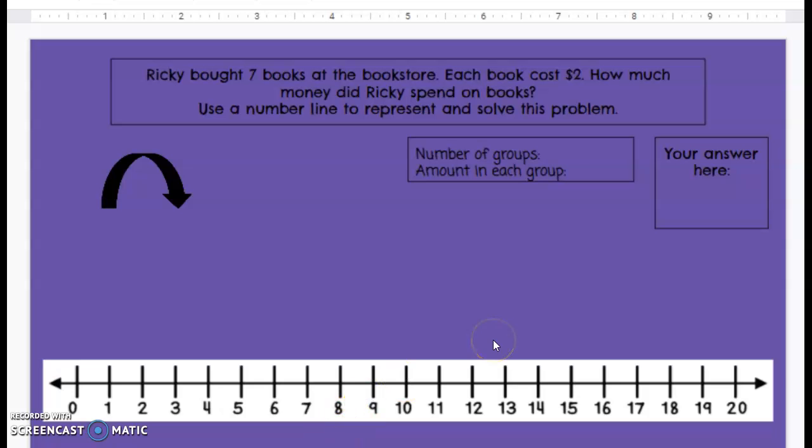Okay, we're going to use a number line to solve this multiplication problem. Ricky bought 7 books at the bookstore. Each book cost $2. How much money did Ricky spend on books? Use a number line to represent and solve this problem.